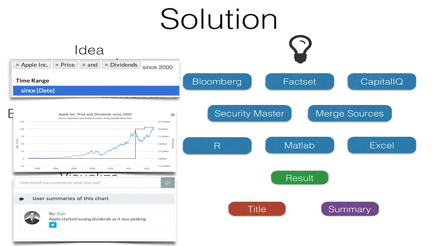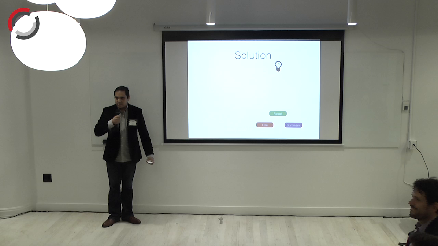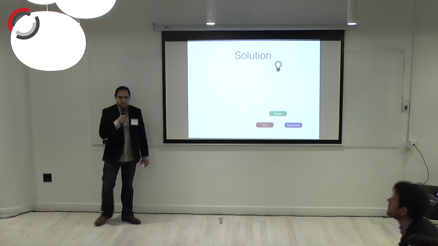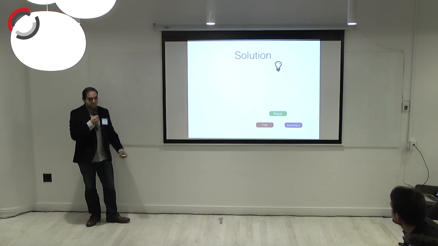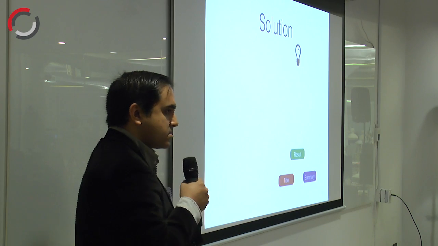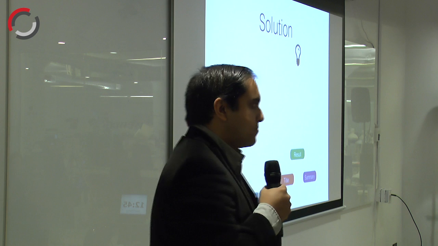So what do we want to do? We want to get rid of all of this blue stuff in the middle. So you start with an idea, a hypothesis that you want to test or look into. And you still need the visualization. You still need the title. You still need the summary.